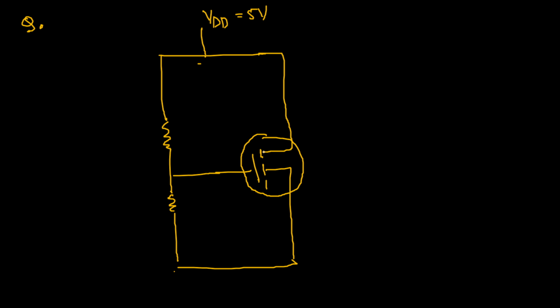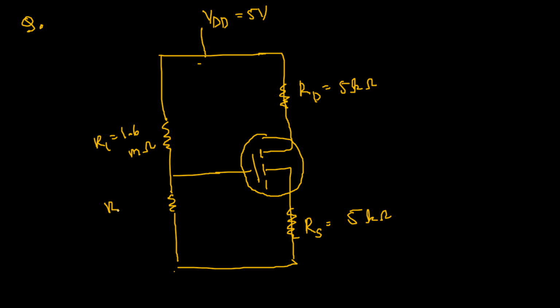So yeah, this is done. I have a resistor here and a resistor here. This is RS and it's given to be 5 kilo ohm. RD is also given as 5 kilo ohm. R1 is given as 1.6 mega ohm and R2 is given as 3.4 mega ohm. And then we have threshold voltage as 1 volt.